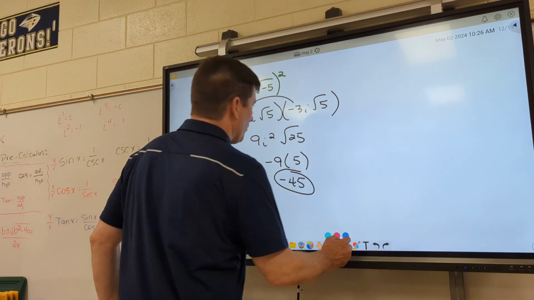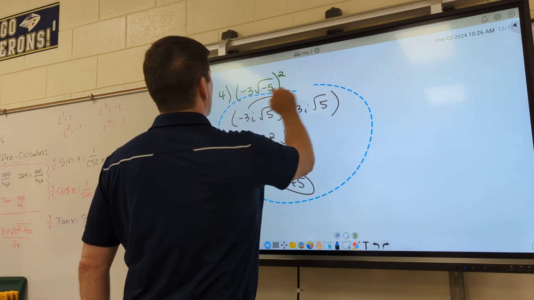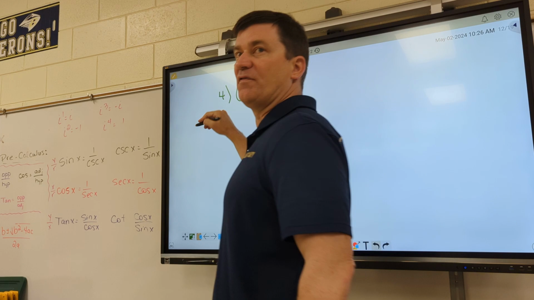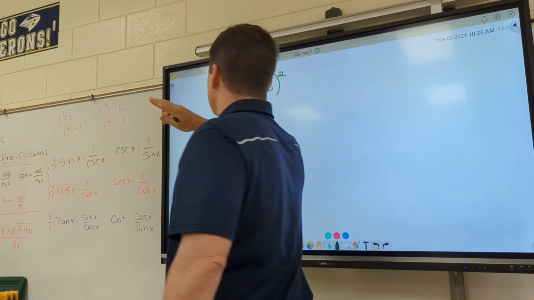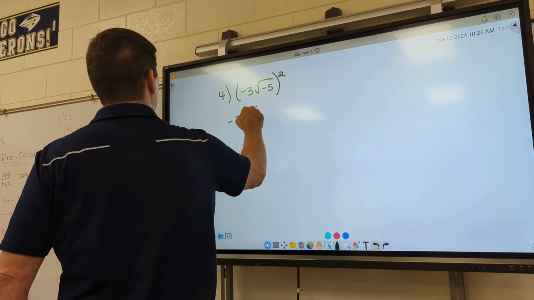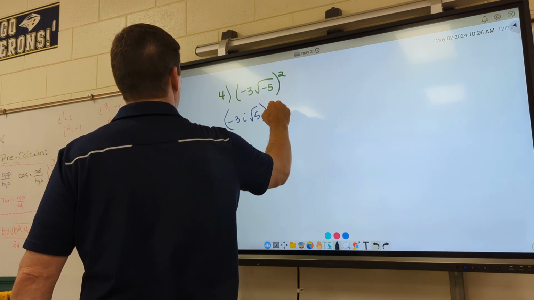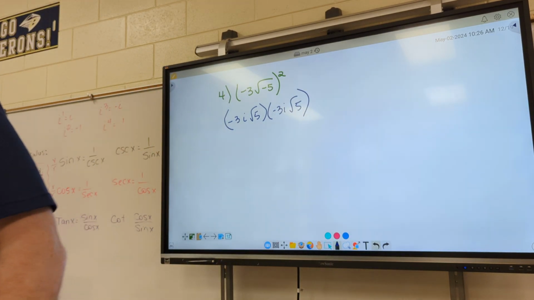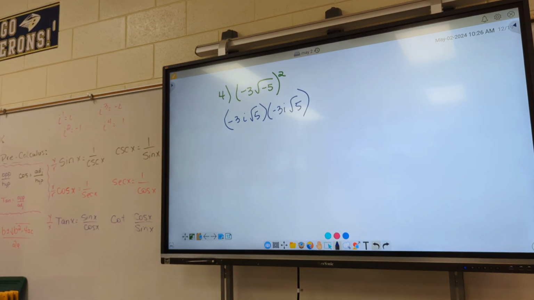All right, let's look at number 4. Number 4's got a square. You guys remember from earlier in the year, if it's got a square, we're going to write it twice. So I got negative 3i root 5 times negative 3i root 5. Where did the i come from? It came from the negative. Bring it out, make it an i when you write it down. So all you have to do now is multiply both of these and you'll have your answer.